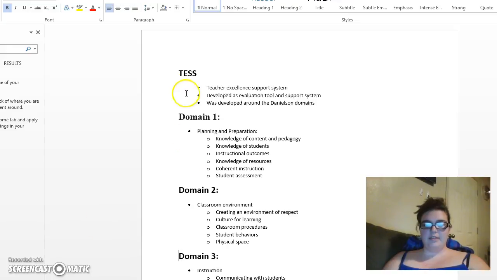So these are my notes over TESS and the 4 domains with Charlotte Danielson. TESS is the Teacher Excellence Support System, and it was developed as an evaluation tool and support system for teachers, and was developed around the Danielson domains.